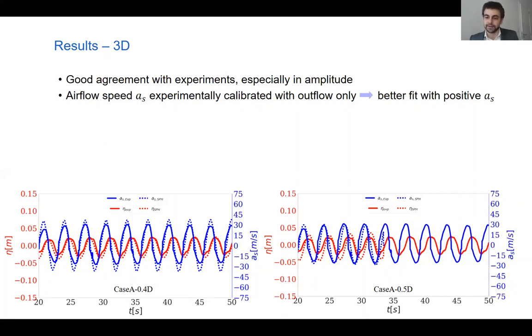A general finding in these results is that the airflow speed obtained with DualSPHysics, so the blue dotted line, fits better with the experimental airflow speed for positive values than for negative values. This can be related to the fact that the experimental calibration constant used in the calculation of the airflow rate and the pressure is calibrated with the outflow only.